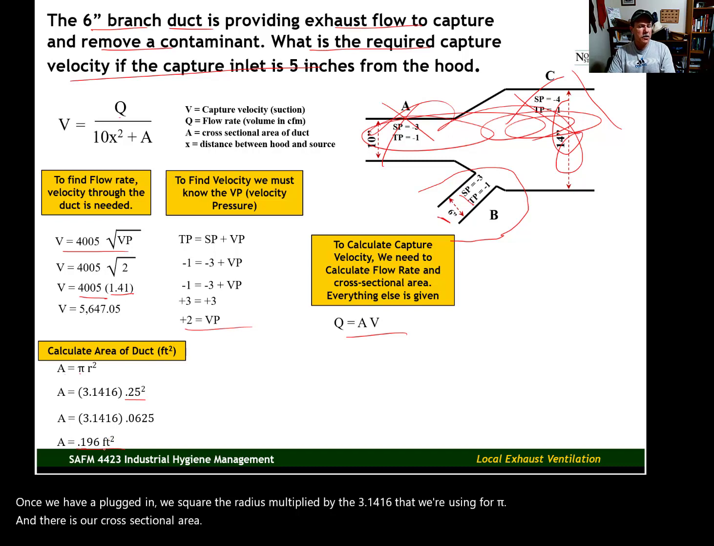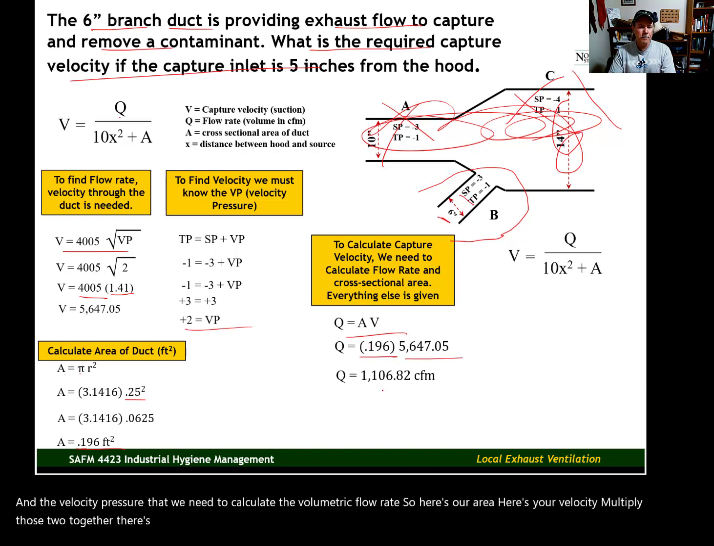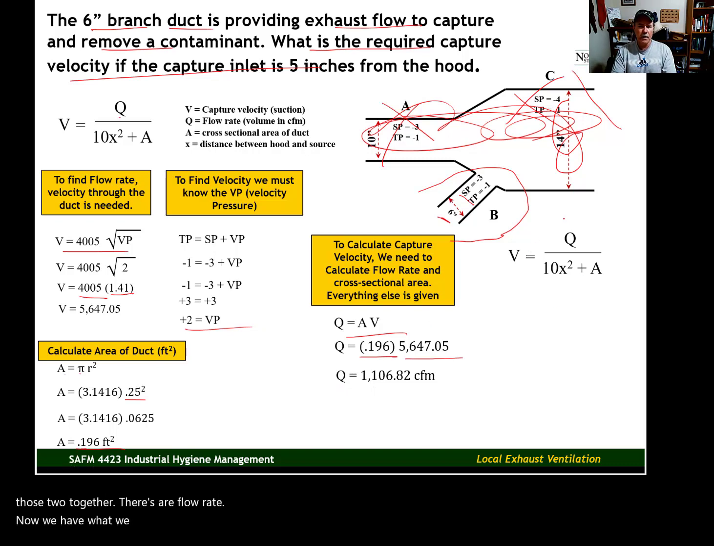Now we have the cross-sectional area and the velocity that we need to calculate the volumetric flow rate. So here's our area, here's our velocity. Multiply those two together, there's our flow rate. Now we have what we need to calculate the capture velocity using the capture velocity formula. So plug in our flow rate.